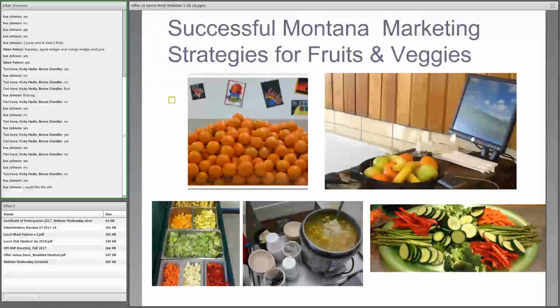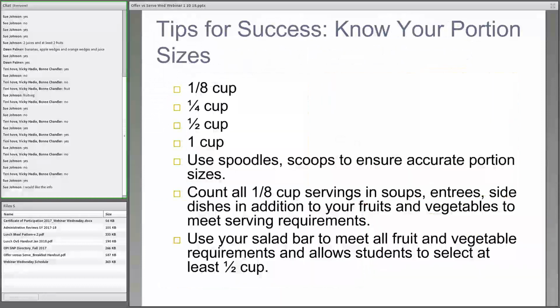This is a homemade soup that you can put some veggies in, and then a beautiful relish tray made by Lori at Columbia Falls. So just ways to encourage more fruit or vegetables.